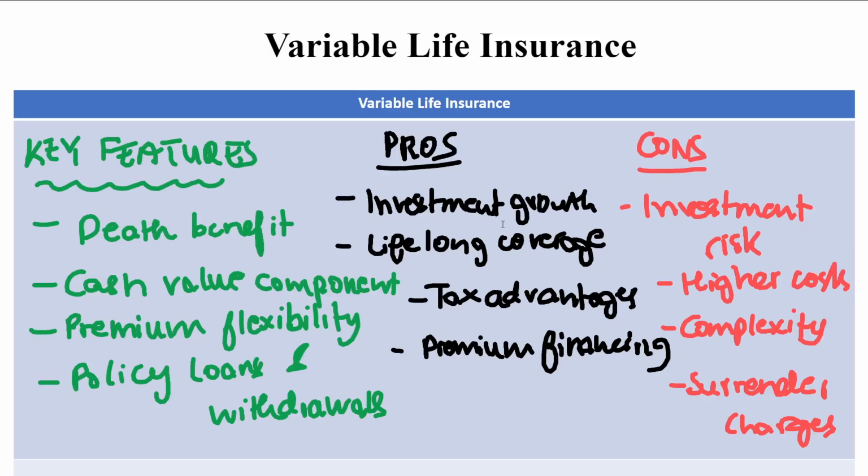The first one is cost versus benefit. Now, if you're primarily seeking life insurance coverage, a less expensive term policy may be a better option. Variable life insurance is often more attractive to those interested in combining insurance with investment opportunities.